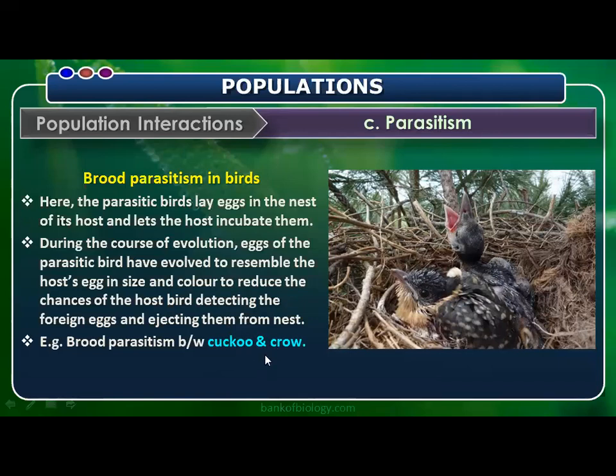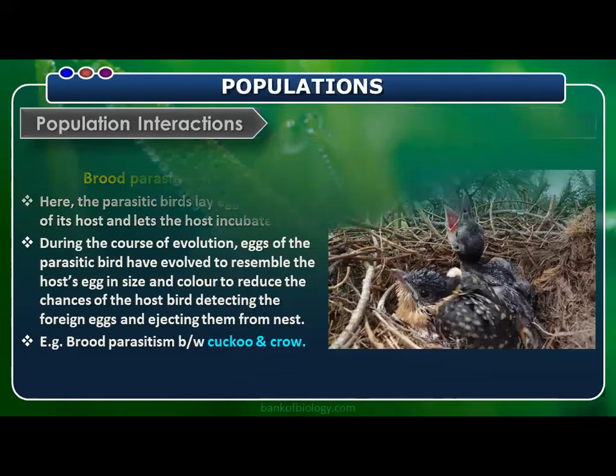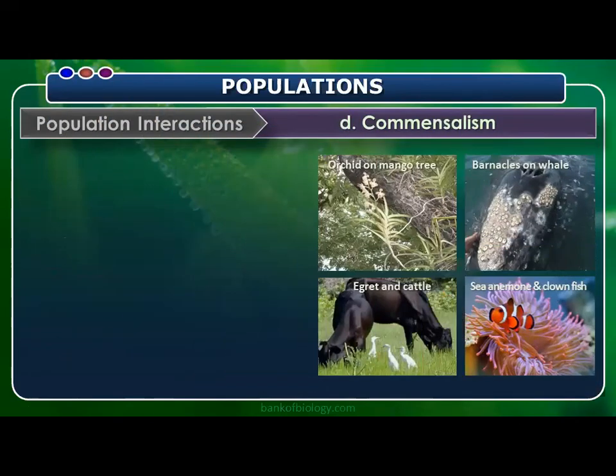Who is the parasite in this case? Cuckoo. What will it do? It lays eggs in the crow's nest. The crow unknowingly incubates those eggs. So that is called brood parasitism. Brooding, we know, is incubating the eggs. So brood parasitism is a special kind of parasitism we can say. Moving on, commensalism.